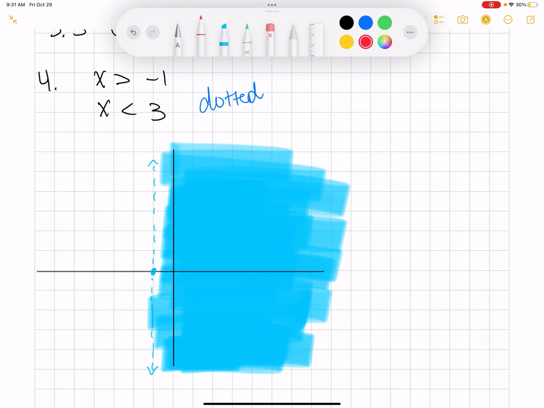All right. And then the other one, x less than 3, which I have now completely colored my lines. So, I'm going to be guessing, but we're going to go 3 on the x. 1, 2, 3. Somewhere in there looks good.